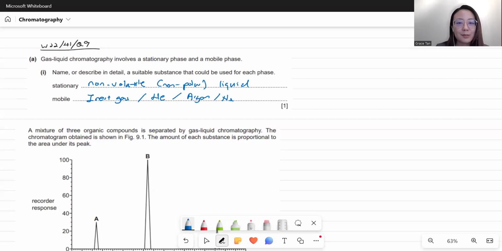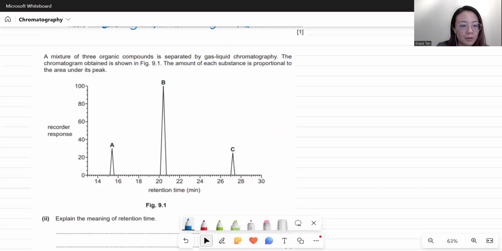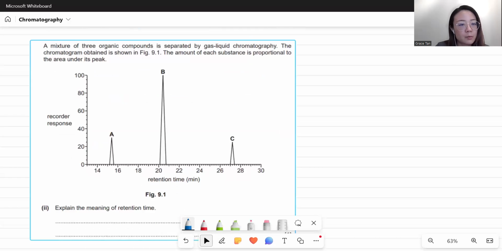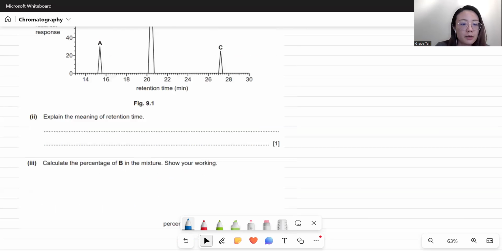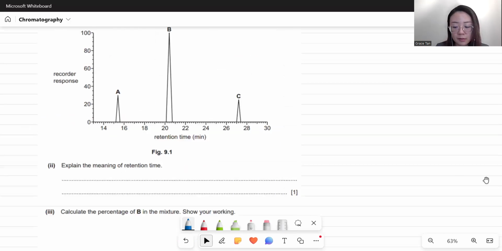Okay, now, so let's look at this chromatogram here. So you can see you have the recorded response on the y-axis and the retention time on the x-axis. So a mixture of three organic compounds is separated by GLC, and the chromatogram obtained is shown in figure 9.1. The amount of substance is proportional to the area under the peak, obviously. So when you have more area or higher surface area, it means you have more of that particular amino acid in the total injection sample you have put. Now, number one, explain the meaning of retention time. Do you still remember what is the definition of retention time?